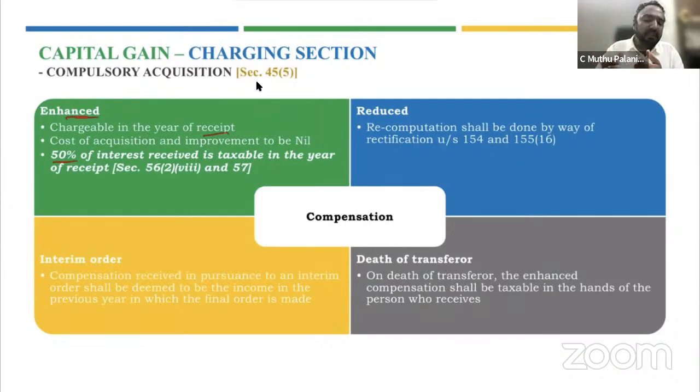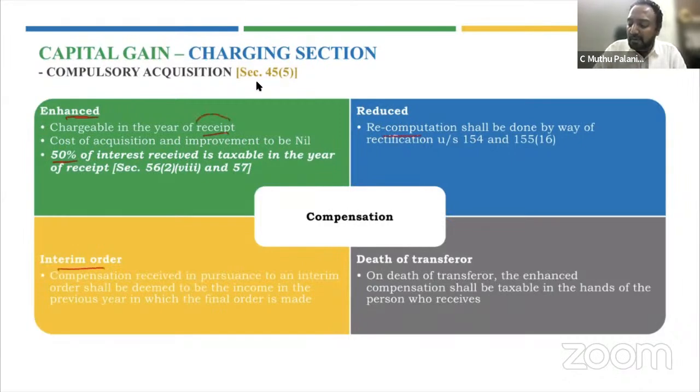In case it is subsequently reduced, let's say 1.5 crores was increased to 1.8 crores, 30 lakh is enhanced compensation. Let's say it is subsequently reduced to a certain amount, then a recomputation will be done and whatever is there will be refunded accordingly. Interim order is basically compensation received. When do you take this date? The date on which it is taxable will be the interim order date.